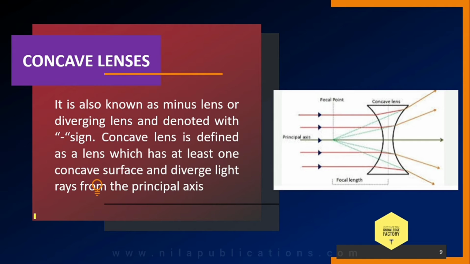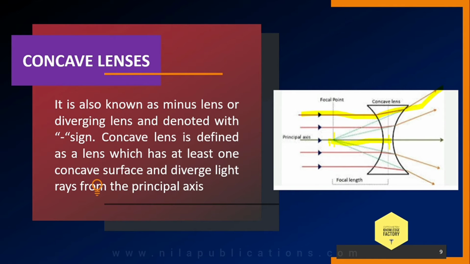Concave lenses. Concave lenses diverge the light rays from a point focus and form its image on the left side of the lens. We know that according to sign convention, all the distance measured from the optical center to the left side of the lens is negative. So a concave lens has a negative focal length. That's why we call a concave lens a diverging lens or a minus lens.